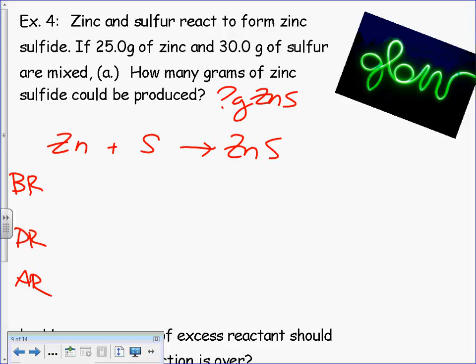So what I do is I write underneath each of the columns the designated givens. So I have 25.0 grams of zinc. I have 30.0 grams of sulfur. From here, I have no idea who the LR is. The LR is based on the mole-to-mole recipe, not the gram-to-gram recipe, because one of them will run out first, okay? So I need to first convert both of these to moles.